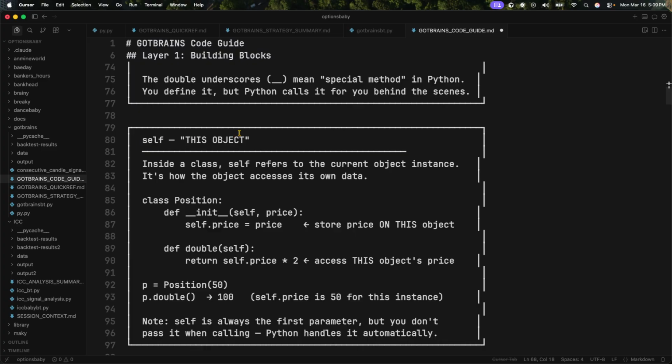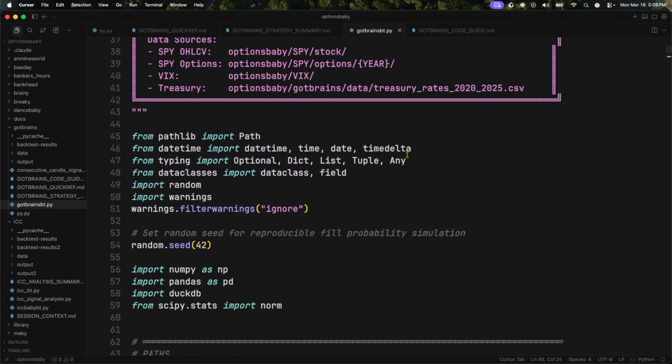And then lastly, let's go over self. Self is going to be this object. Inside of a class, self refers to the current object instance. It is how the object accesses its own data. So here, it stores price on this object and then accesses the price from that object, right? So note, self is always the first parameter, but you don't pass it when you're calling it. Python handles it automatically for us. Let me just save my little edits.